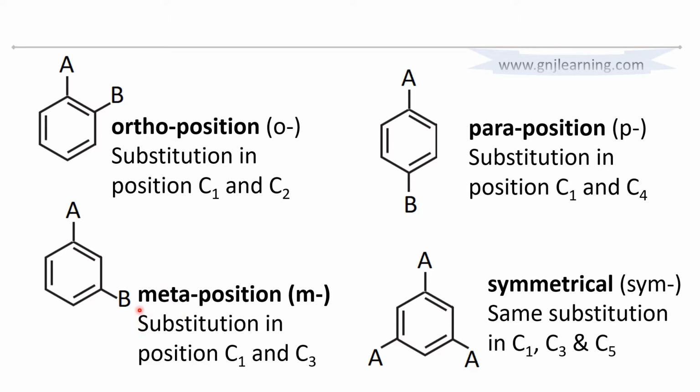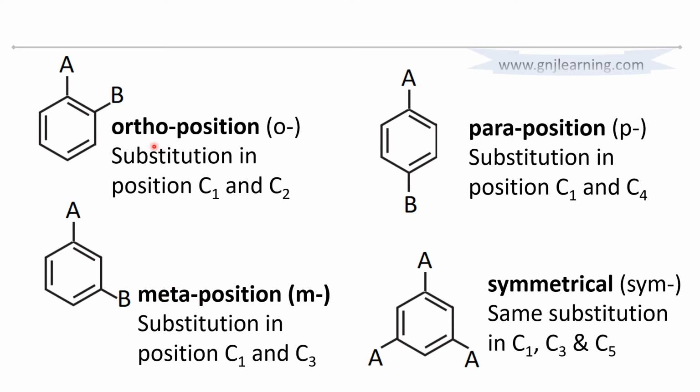Clear? So these are disubstituted benzenes. In disubstituted benzene, we have such positions like ortho, para, meta. And sometimes all the substituents are the same, and they might be occupying the first, third, and fifth carbon atoms. So there will be a symmetry in the molecule. Since there is a symmetry, this is also called symmetrically substituted benzene.